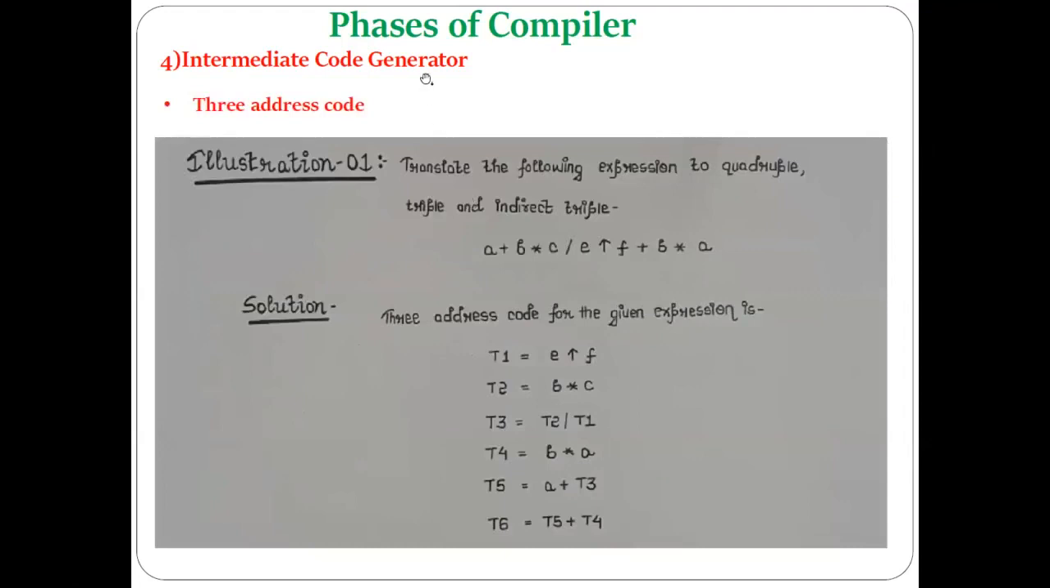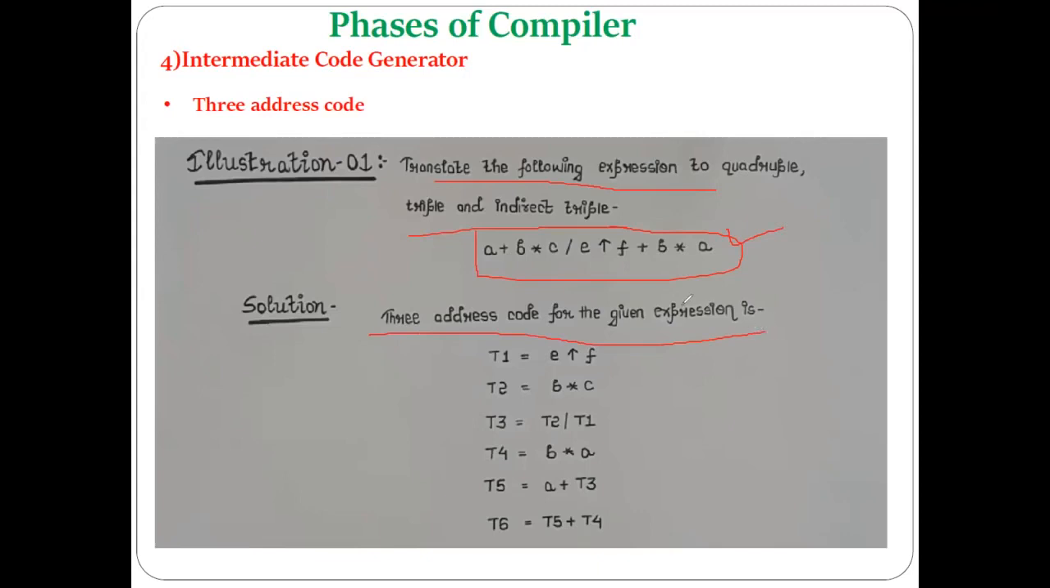Okay. Now let's take one more example, and then we'll see how the quadruple, triple, and the indirect triple can be generated for the three address code. Okay. So here we have given the example: translate the following expression into the quadruple, triple, and the indirect triple. So this is the expression we have given: a plus b into c divided by e raised to f plus b into a. Okay, this expression will first be converted into the three address code. Now how to convert into the three address code, I already told you.